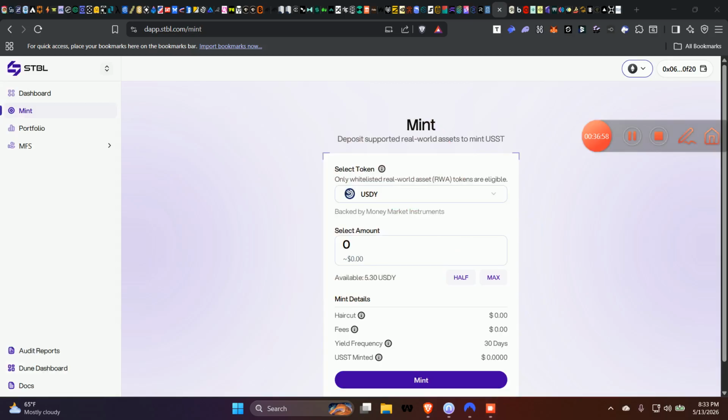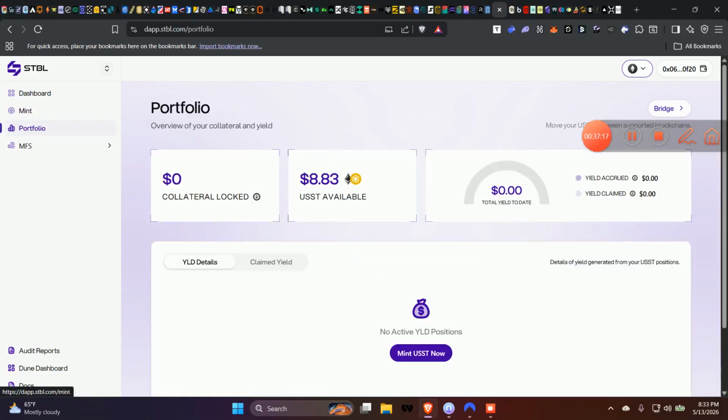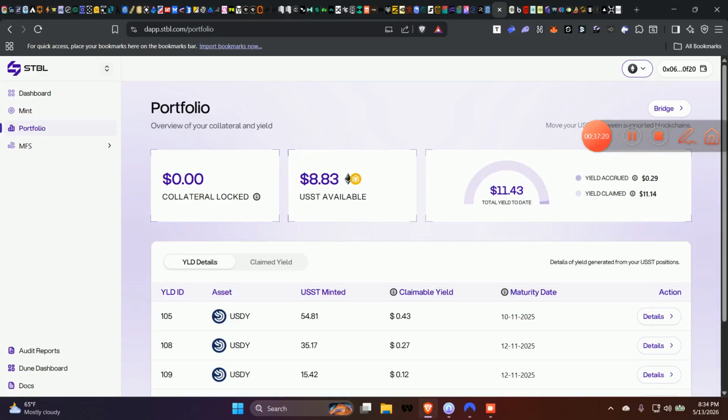Okay, we're back. And this is where in your wallet you will acquire the USDY. In the next video, I will show you guys the exact process of me minting about $1,000 worth of USDY and acquiring the USST. If we go over here to my portfolio, we will see the total yield to date. That's probably going to change in the secondary because I think it's a lot more. Actually, yield to date, it's $19.